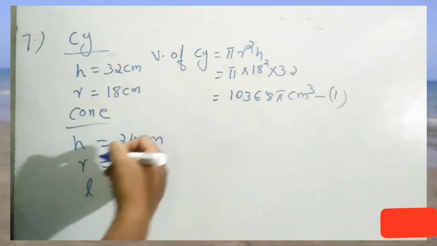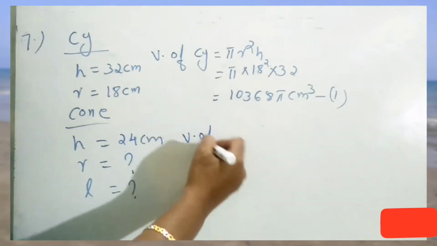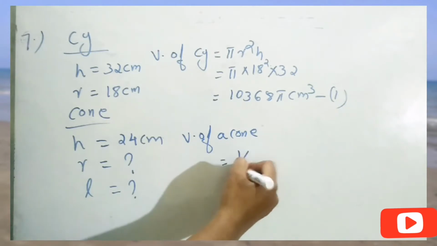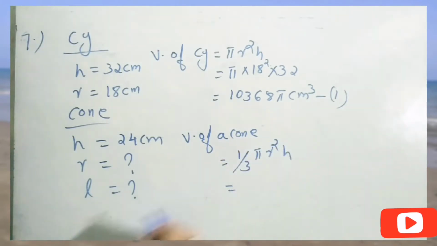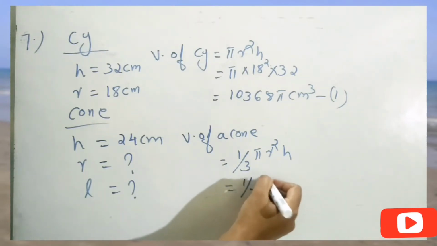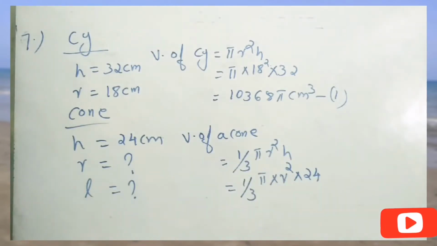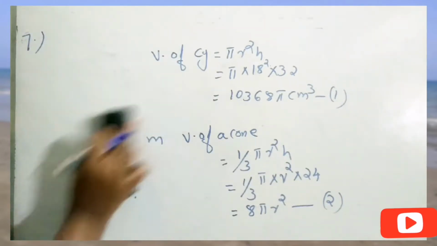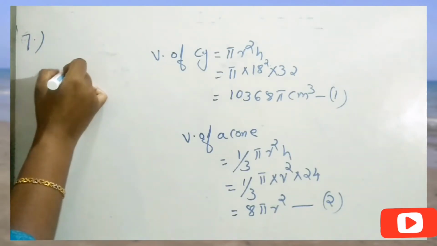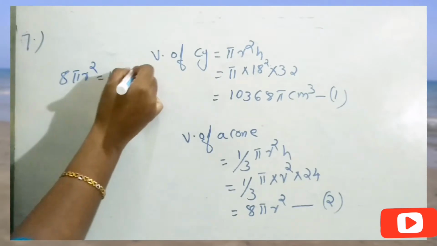And the second figure is a cone. The volume of a cone is equal to 1 by 3 pi r square h, that is 1 by 3 pi into r, which we don't know and need to find. H is given, that is 24, and thus we get 8 pi r square. Put it as equation number 2. According to our question, equation number 1 and equation number 2 are equal. So by equating them, we get 8 pi r square is equal to 10368 pi.